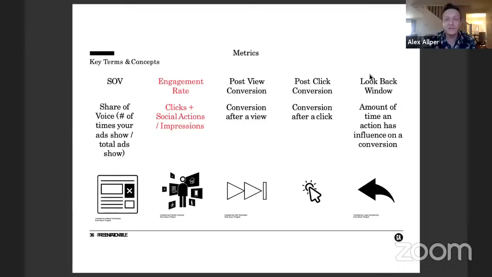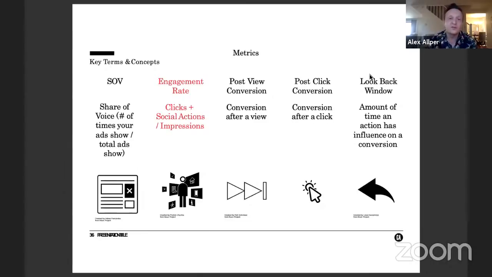And I'm sure a lot of you are probably asking, what are good rates for all of these things? It's really going to depend on what your industry is. But in Facebook as well as Google, they will give you what your industry is, and they will give you averages and where you should be shooting for a lot of these things. Right now, we're just kind of going through and figuring out what these things are.